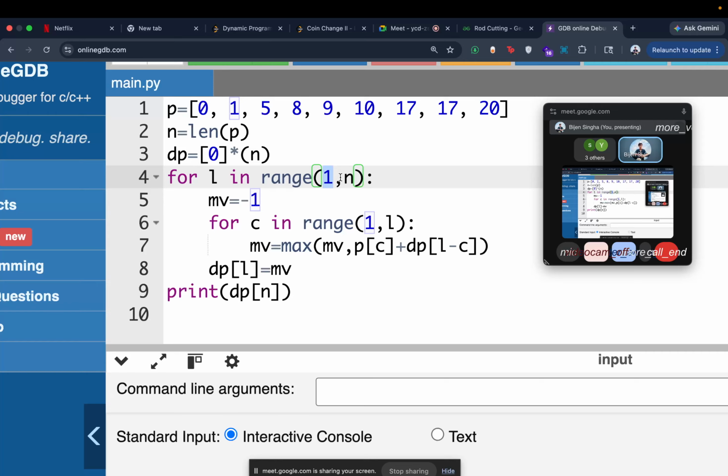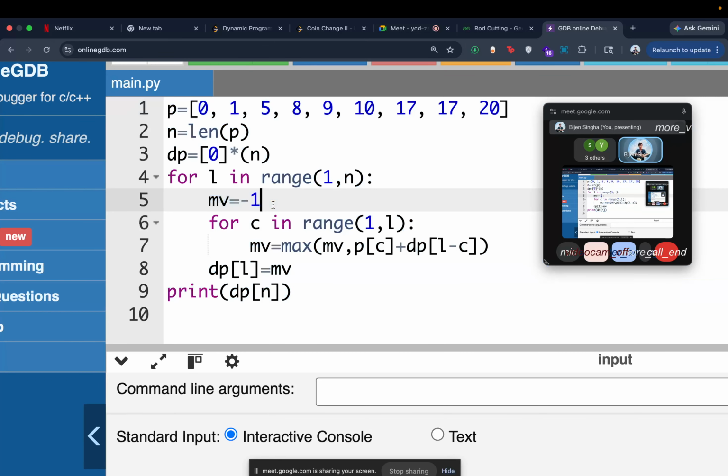Each and every time I'm checking the previous one with the current one. What is the current one? P of C, the price of that cut. You will find it from the price, and the remaining one you will find from dp of length minus cut. Is everyone clear? Will you forget this?